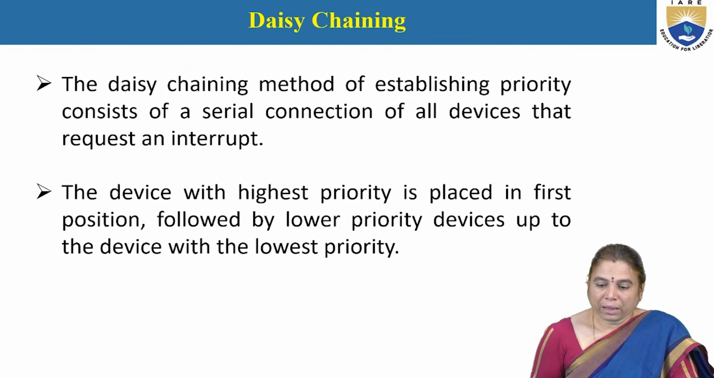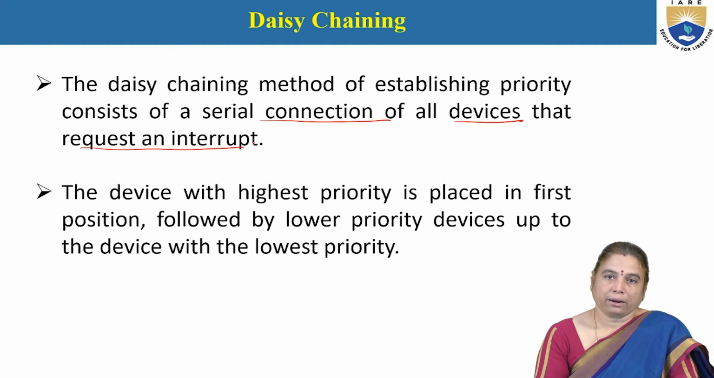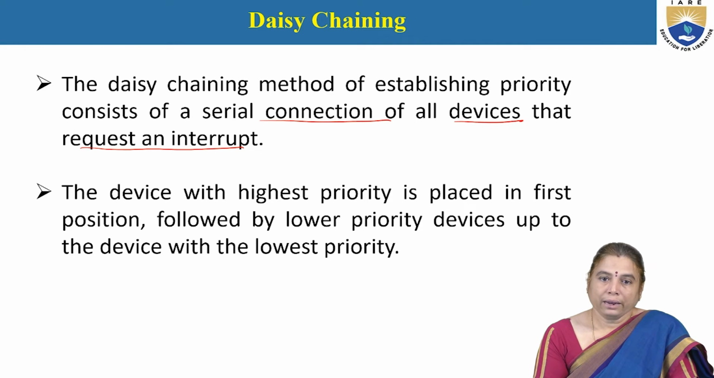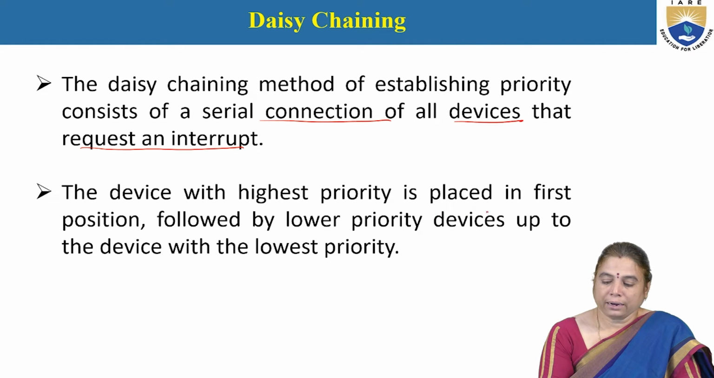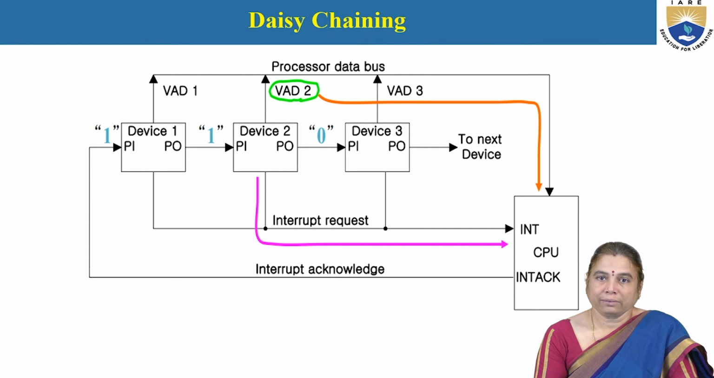The second one, by means of hardware, how the priority interrupt can be decided, is daisy chaining. The daisy chaining method of establishing priority consists of a serial connection of all devices that request an interrupt. So the peripheral devices can be connected in a sequence to request the interrupt. The device with the highest priority is placed in the first position, followed by lower priority devices, up until the lowest one. So here the connection of daisy chaining is like this.